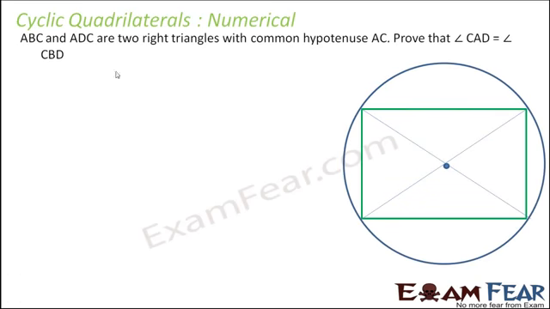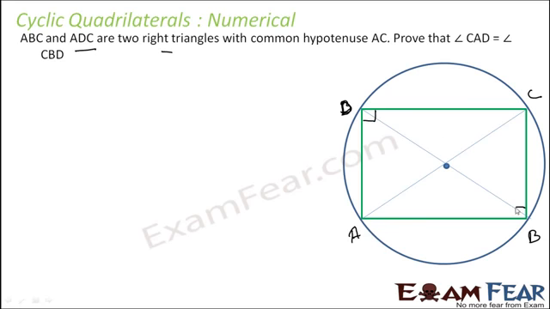ABC and ADC are two right triangles with common hypotenuse AC. So AC is the common hypotenuse, and with this common hypotenuse you get ABCD like this. So ABC and ADC are two right triangles with a common hypotenuse AC. These two are right triangles.